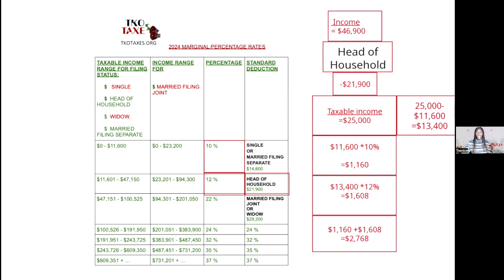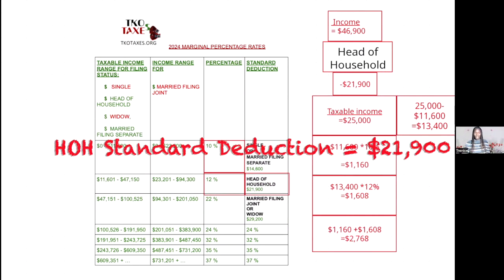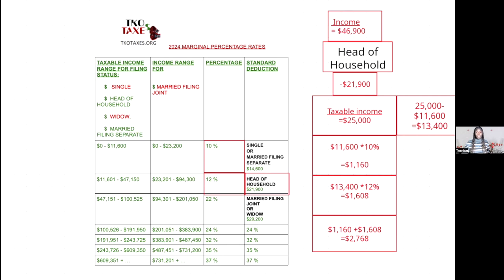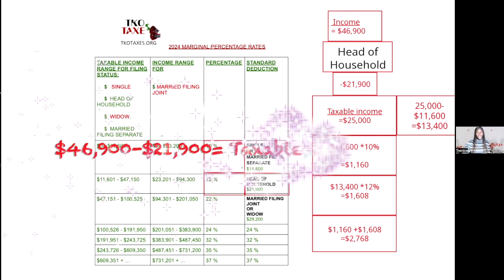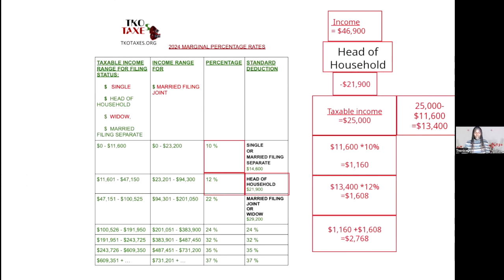Looking at our chart, head of household filing status will get you a standard deduction of $21,900. If you subtract $21,900 from $46,900, you're going to get a taxable income of $25,000.